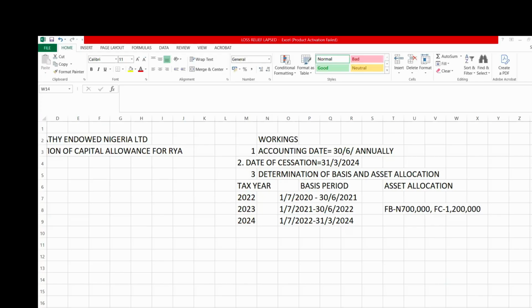16/12/2021, motor vehicle, fairly used, 800,000. So you also go to that date. When can we find 16/12/2021? Which year can we find 16/12/2021? Which year? 16/12/2021. Which year can we find that? 2023. Also 2023.